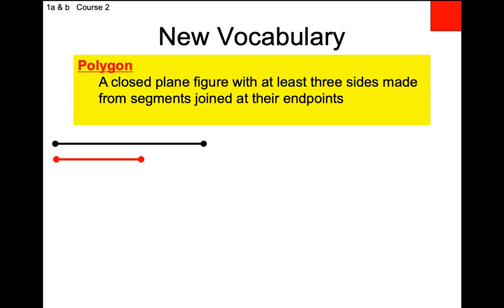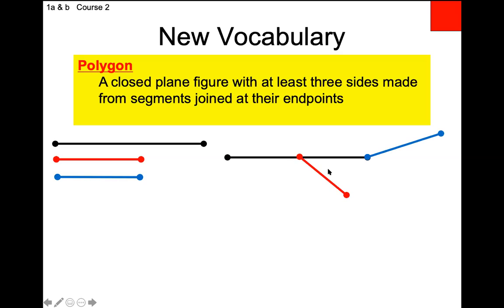All right, so here are 1, 2, 3 segments. If I join the segments together, what did I just make? I don't even know what that is, right? Why do I not know what that is? Because I did not follow the rules. The rules said I was supposed to join the segments at their endpoints. Well, I joined black to blue at an endpoint, but I put red in the middle of the black one. I'm not allowed to do that. So if I try that again, there's red, there's blue, they're joined at their endpoints, and there's black. I make a recognizable shape. Obviously, I've made a triangle.